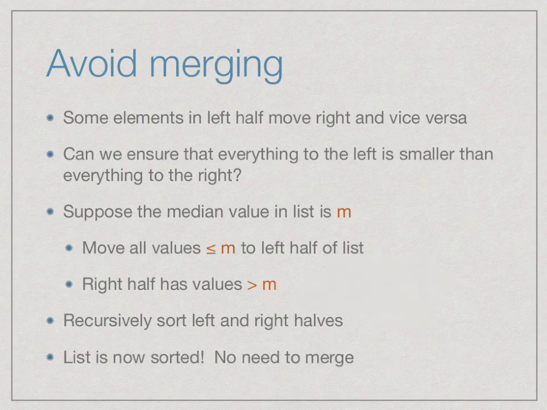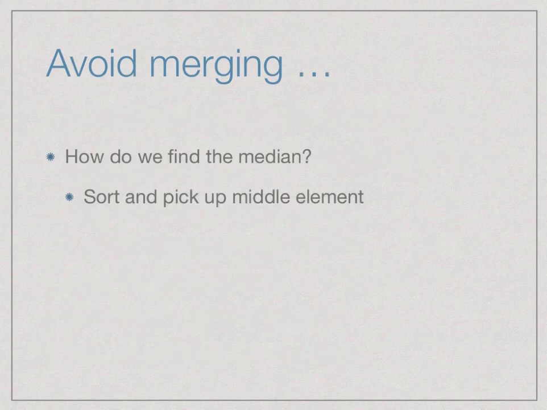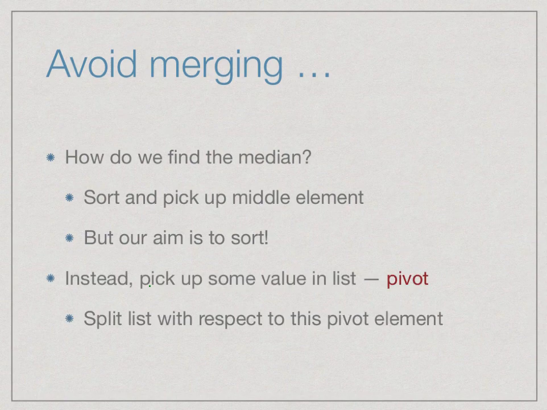Now the problem with this strategy is that it requires us to know the median, and the standard way to find the median would be to sort the list and to pick up the middle element, but our aim is actually to sort the list, so it's kind of circular to say that we are going to sort the list by finding the median. So instead we will do this kind of splitting of the list with respect to some arbitrary value. We won't use the median exactly, we will just pick up some value in the list and divide it into values which are smaller than this pivot and larger than this pivot. Right? So we pick up some value from the list, call it a pivot value, okay, and split the list with respect to this pivot element.